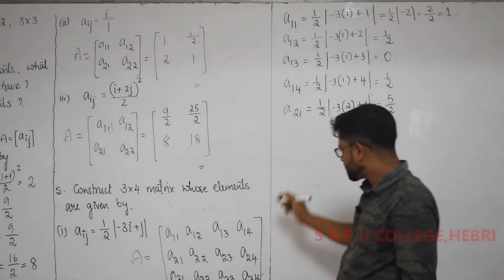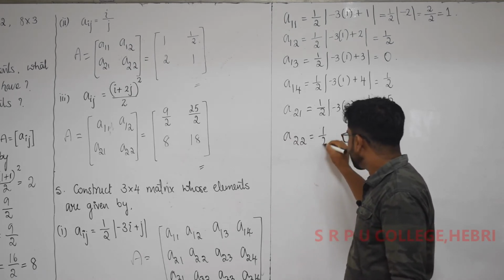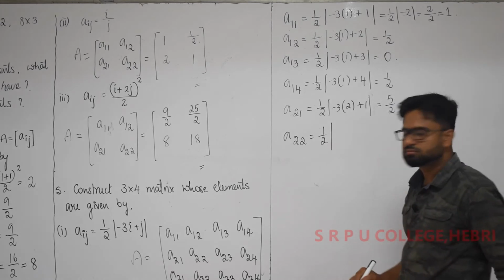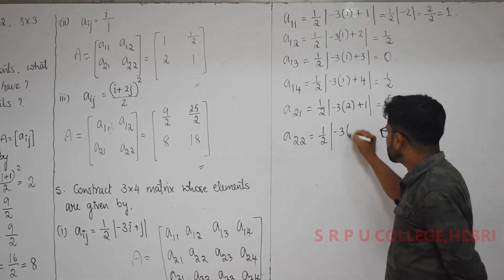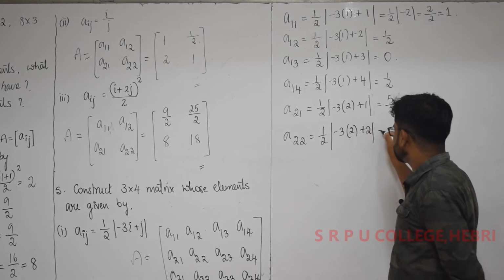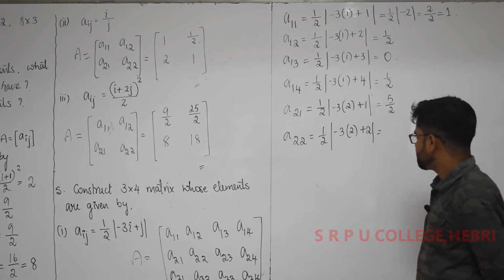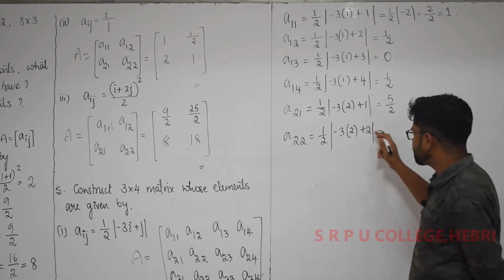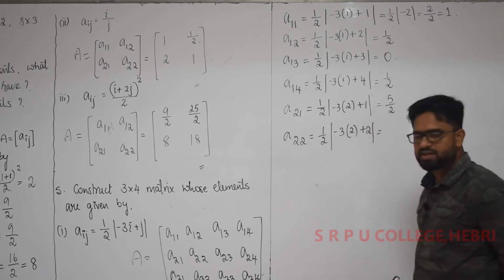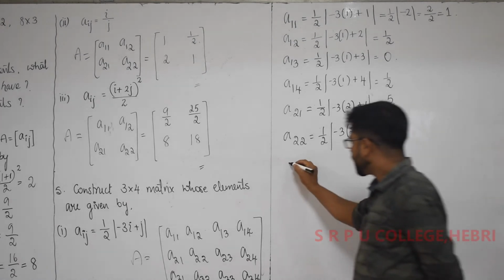Next we need A22. This will be 1 by 2 into minus 3 into 2 plus 2. Minus 3 into 2 is minus 6 plus 2. Minus 6 plus 2 is minus 4. Minus 4, because of modulus, becomes plus 4. Plus 4 by 2 is 2. Okay.